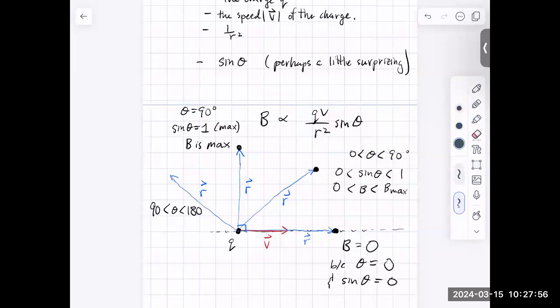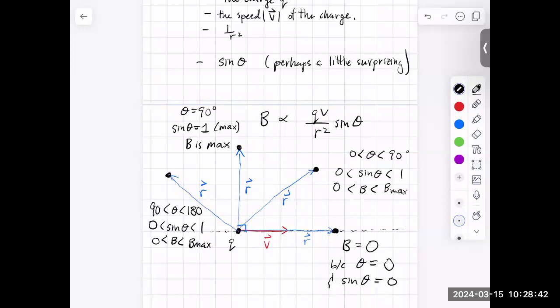Sine of theta, what does sine of theta go between 90 and 180? What's its range? So sine of 180 is still 0, right? And so it's still going to be between 0 and 1. And so our magnetic field would still be between its maximum value and 0. So that's all I want to say, is that we also have magnetic fields following behind the moving charge. Okay, good.